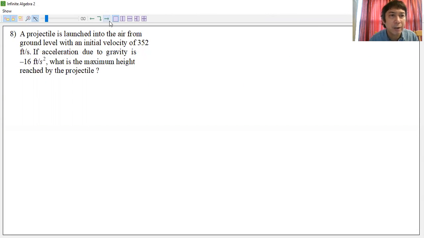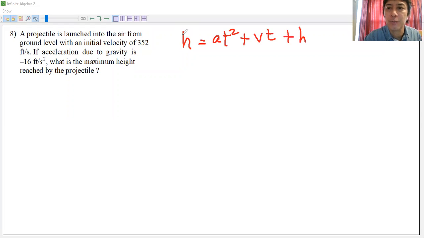Okay, here's number 8. It's a motion problem again. So this is not a table. Our equation here will be back to h equals a t squared plus vt plus h of 0. A projectile is launched into the air from ground level. That means h of 0 is actually at the ground. Initial velocity is 352 feet per second. That will be our v.